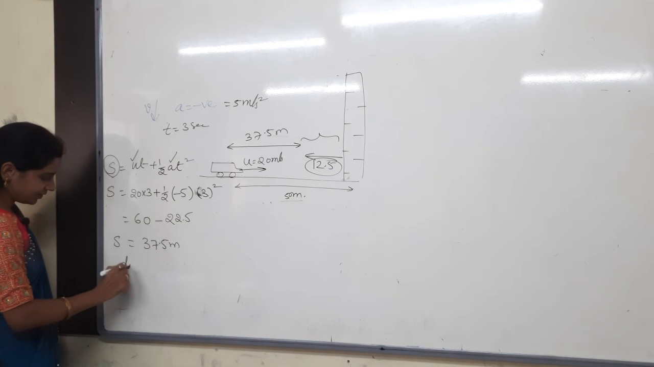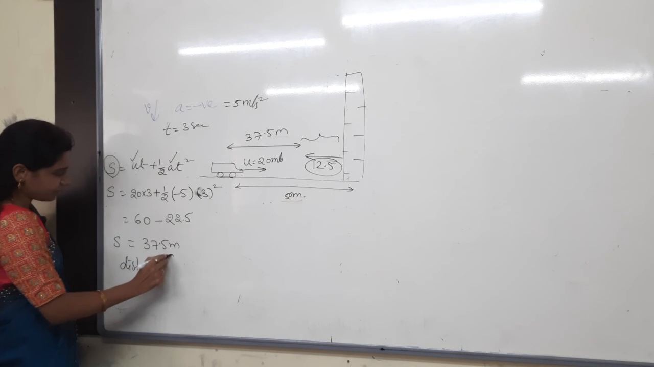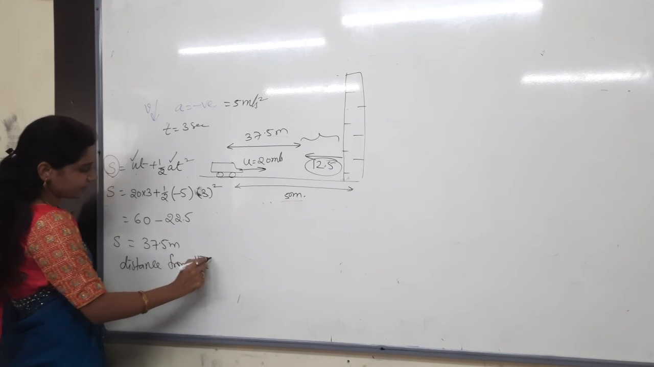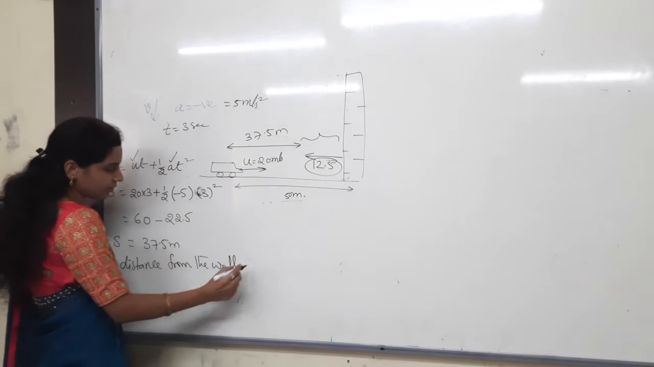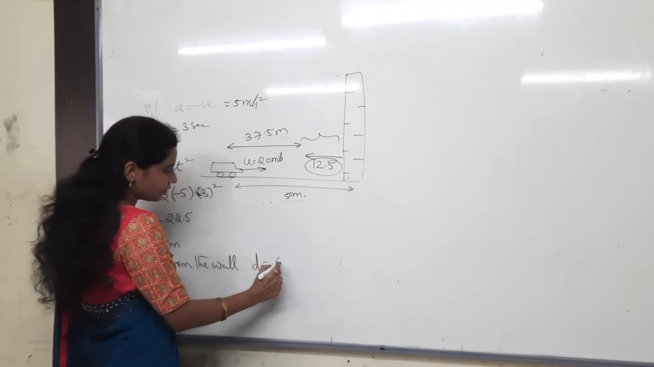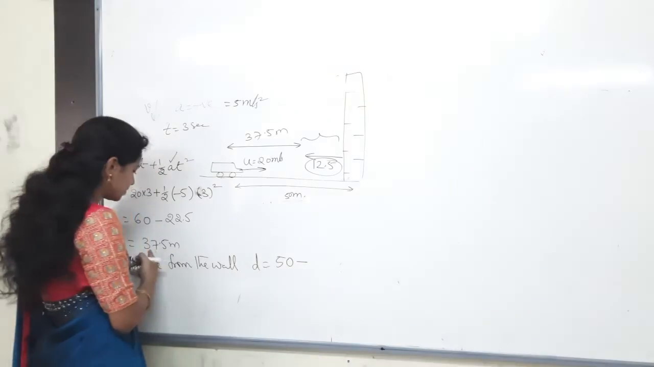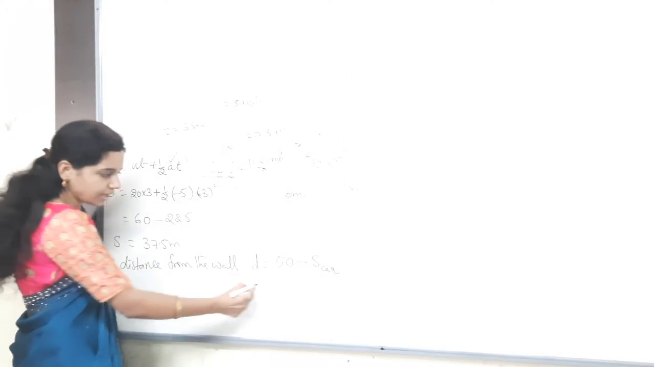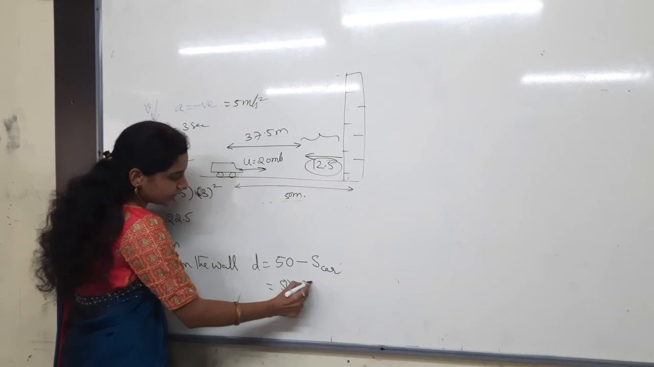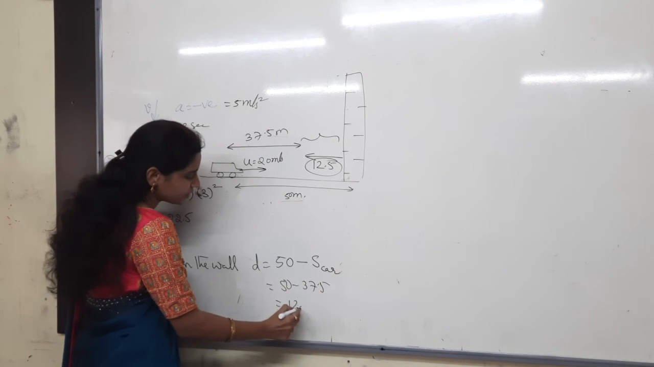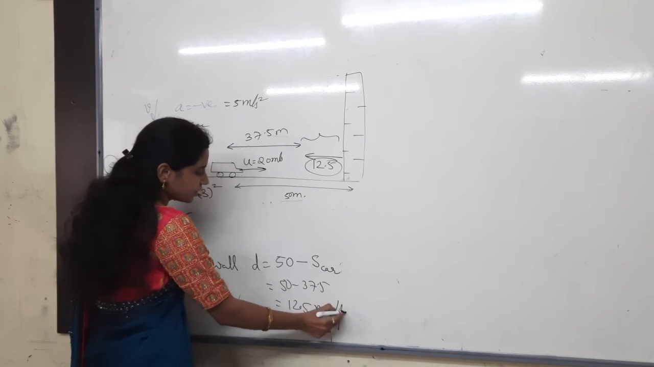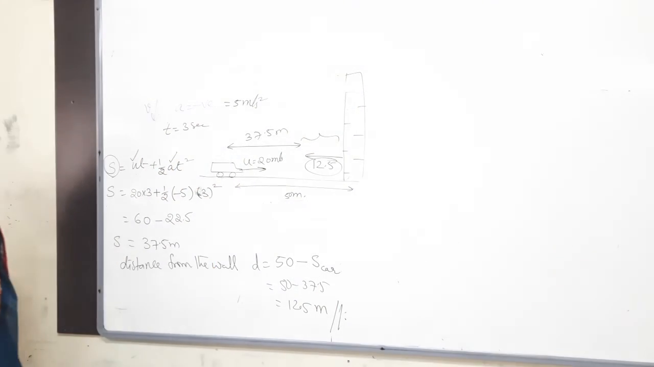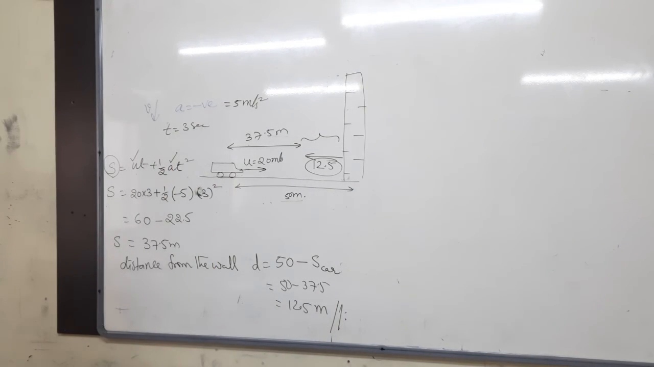Okay? Distance from the wall: D is equal to totally 50 minus whatever the displacement of the car. 50 minus 37.5 gives you how much? 12.5 meters. That's the correct answer. Understand it clearly? Everybody understood the problem? Yes?